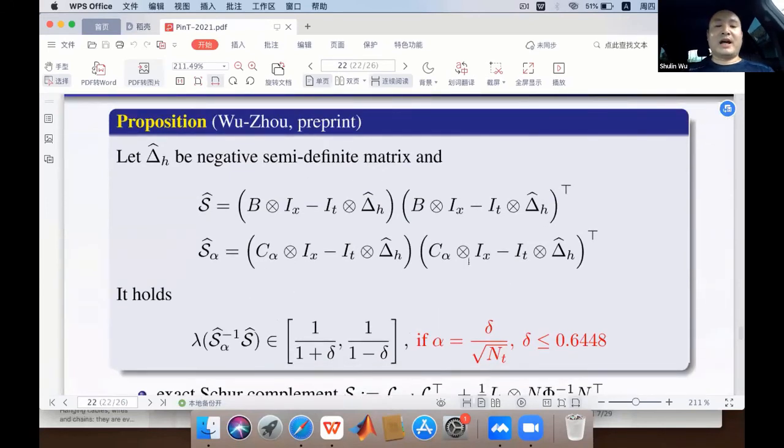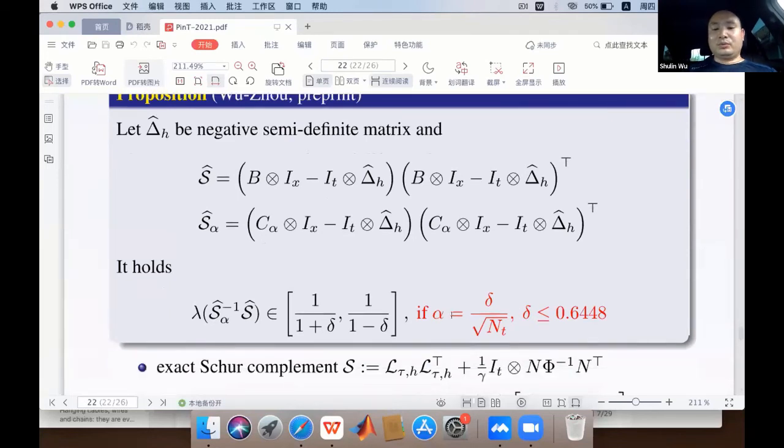So I proved the following result. If the parameter alpha changes like this, we can show the eigenvalues of this matrix can be bounded by this value and this value. So they are independent of the regularization parameter and the time discretization parameter. But the alpha needs to change like this.